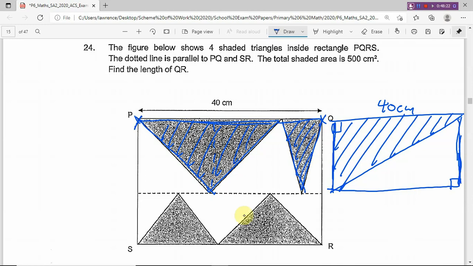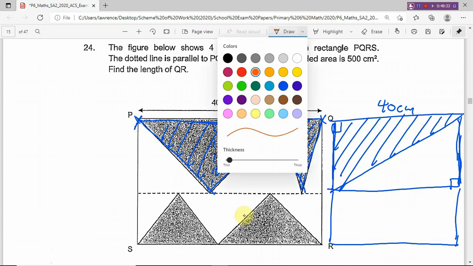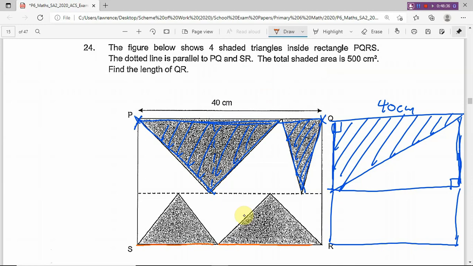Then how about the bottom? Now the bottom is the same. The two shaded triangles that you see are also half of a rectangle shaded. How do I know that? Because if I look at the base of this triangle and the base of this triangle, I join them together, it will become the base of a right angle triangle. And how tall is this right angle triangle over here? And this is how my right angle triangle looks like, which has the same area as the two shaded triangles. Okay, so the total shaded area is 500 cm square.